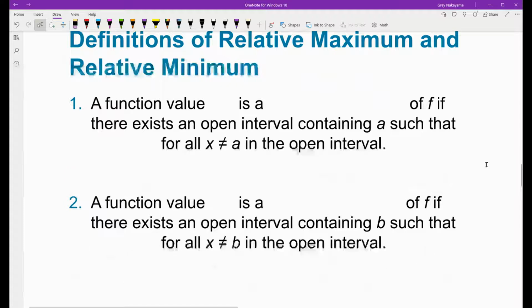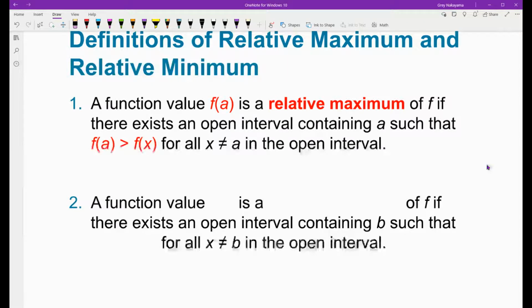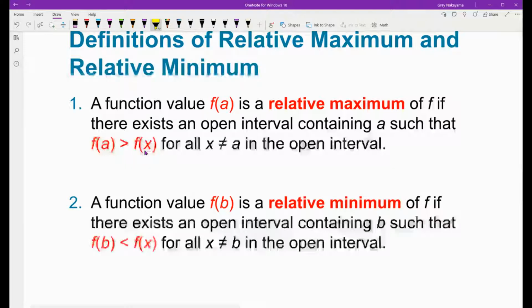Okay, another definition. Again, got to expose you to the language. A function value, f of a, is considered a relative maximum if there's no value of y any bigger than that. So this is a y value, and this says it's a relative max if it's bigger than every other y value on that interval. In the same fashion, f of b is a relative min if it's going to be smaller than any other y value on that interval.